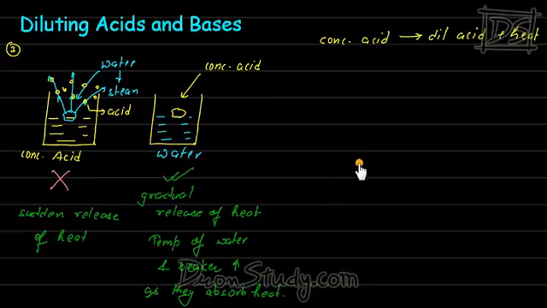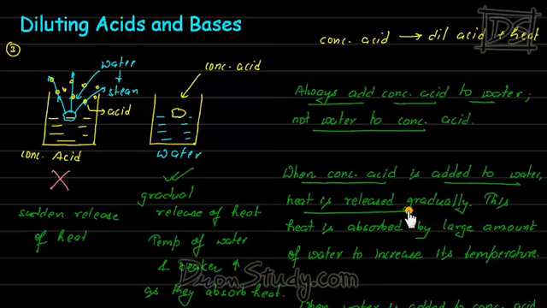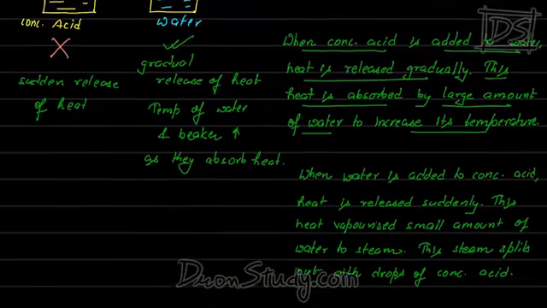So whatever concept which we saw here, we will write it down. See students, always add concentrated acid to water, not water to concentrated acid. When concentrated acid is added to water, heat is released gradually. Like we saw, this heat is absorbed by a large amount of water to increase its temperature. Okay students, this is what we saw.